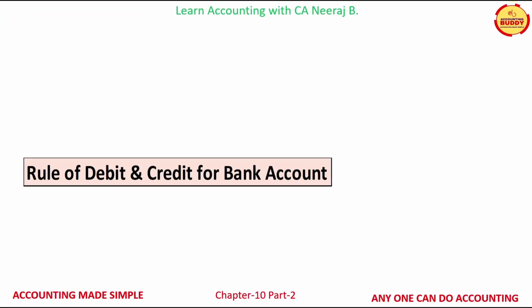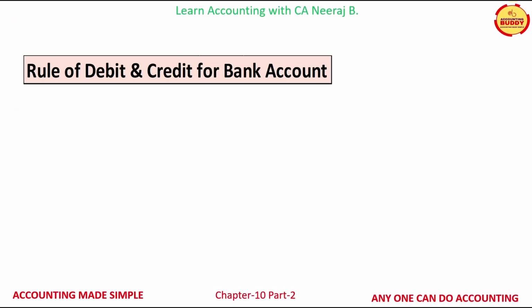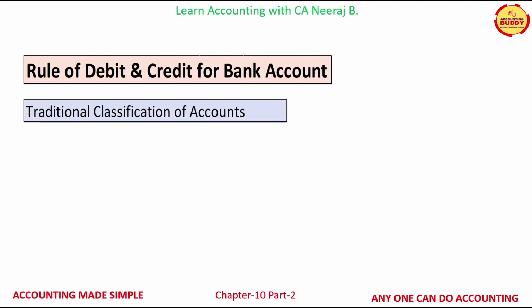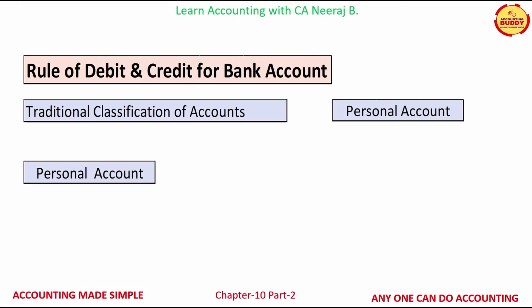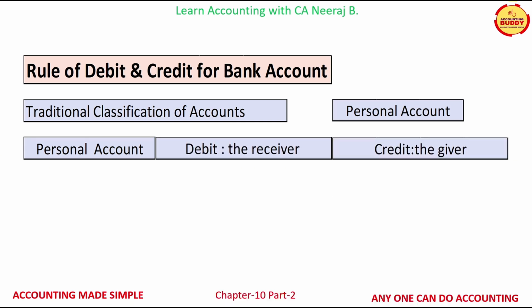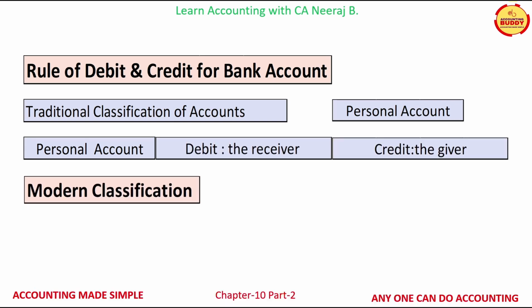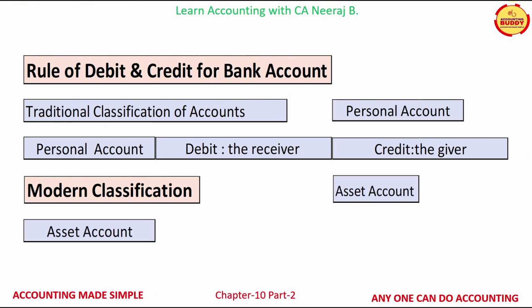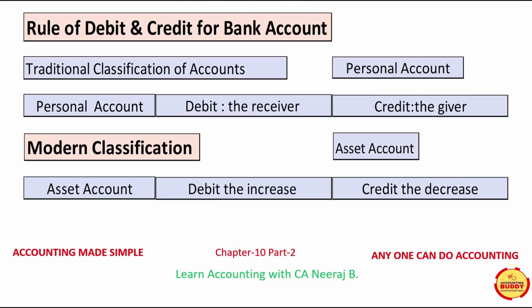Let us quickly recap the rules of debit and credit for bank accounts. Under traditional classification of accounts, bank is a personal account. The rule of debit and credit for personal account is debit the receiver and credit the giver. And under modern classification of accounts, bank is an asset. The rule of debit and credit for asset account is debit when increases and credit when decreases.